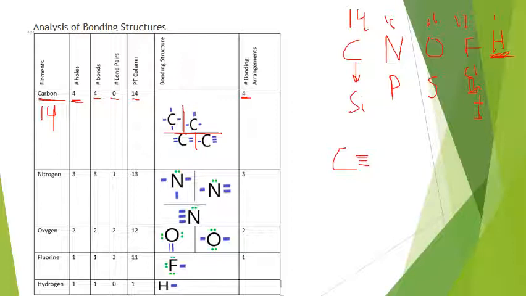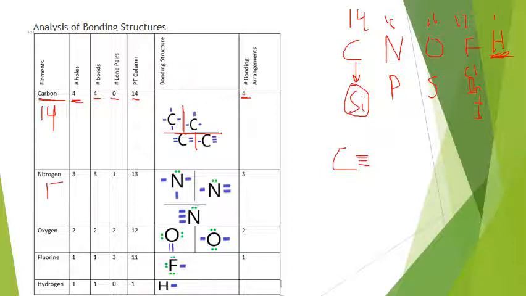So who else can have this kind of situation? Silicon, and whoever else is under silicon and carbon. So silicon can have 4 bonds. It can be 4 single bonds, 2 single bonds and a double bond, and so forth.